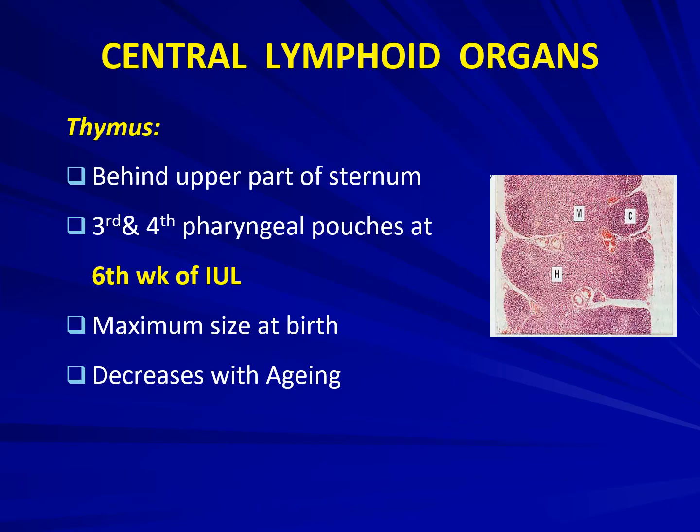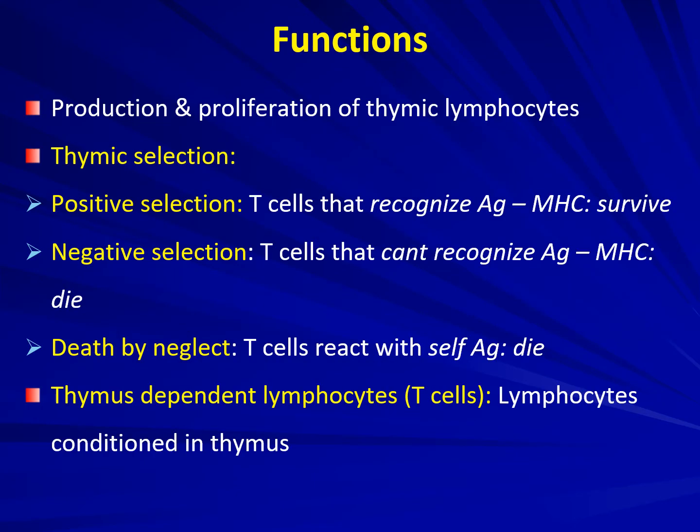Let's first see the central lymphoid organs. Firstly, the thymus. It is present behind the upper part of the sternum. It is developed from the third and the fourth pharyngeal pouches at the 6th week of intrauterine life. The maximum size is at the birth, and it decreases with aging. Functions: production and proliferation of thymic lymphocytes. Let's see about those three selections which I had taught you in the previous slides: positive selection, negative selection and death by neglect.